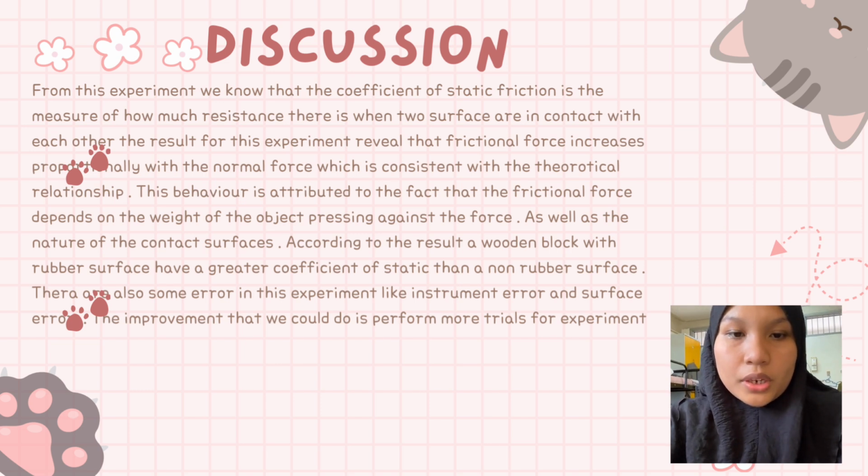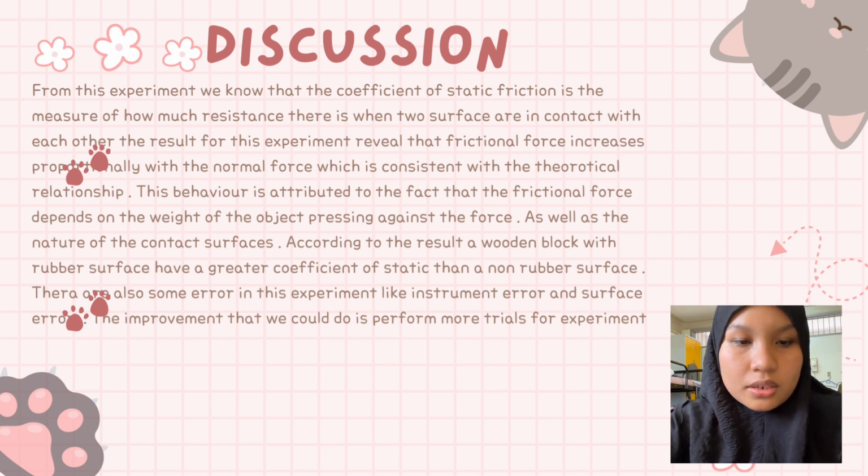From this experiment, we know that the coefficient of static friction is the measure of how much resistance there is when two surfaces are in contact with each other. The result of the experiment revealed that frictional force increased proportionally with the normal force, which is consistent with the theoretical relationship. This behavior is attributed to the fact that the frictional force depends on the weight of the object pressing against the surface, as well as the nature of the contact surface. According to the result, a wooden block with a rubber surface has a greater coefficient of static friction than a non-rubber surface.